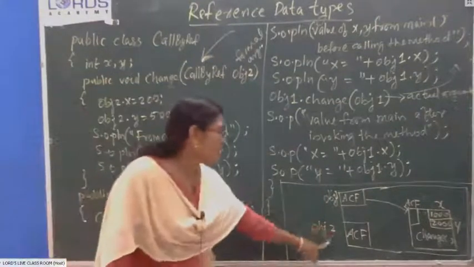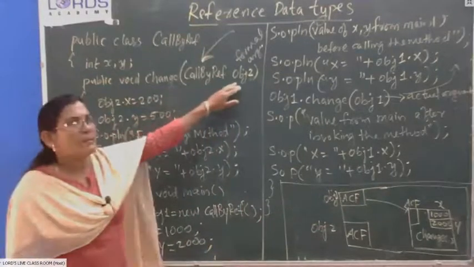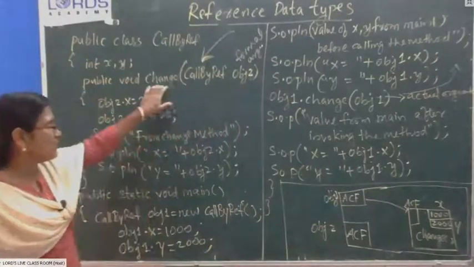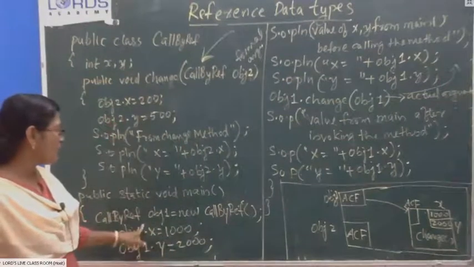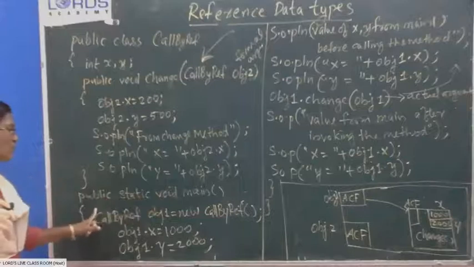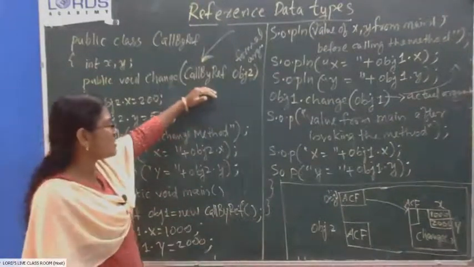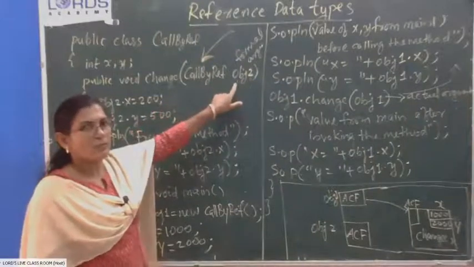So this is what has happened in the memory. And change method knows only about object 2. Change method doesn't know about object 1. Object 1 is declared in main method, so object 1 is known to main method only. So in change method, it will be making use of object 2.